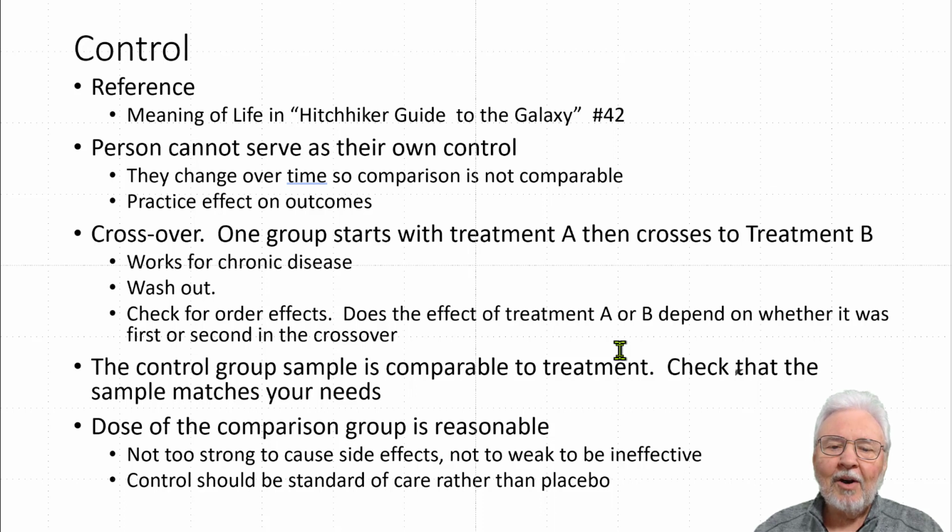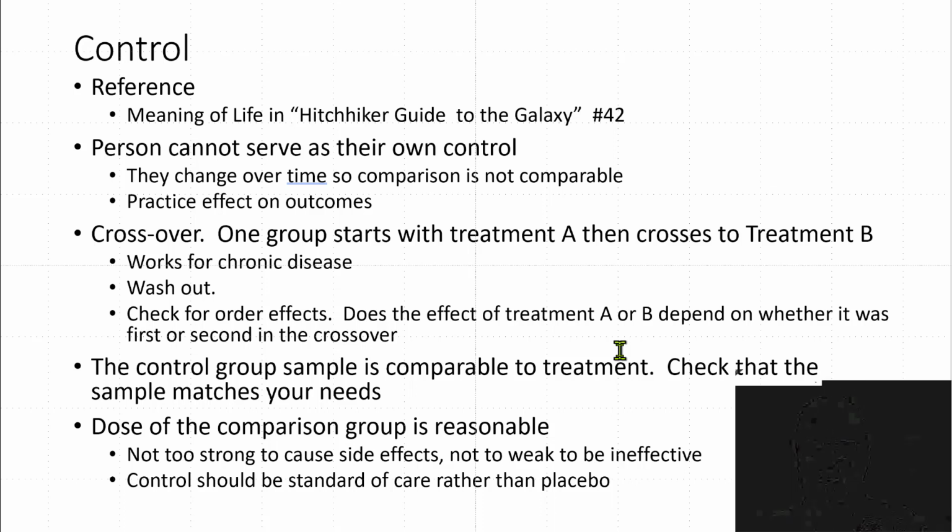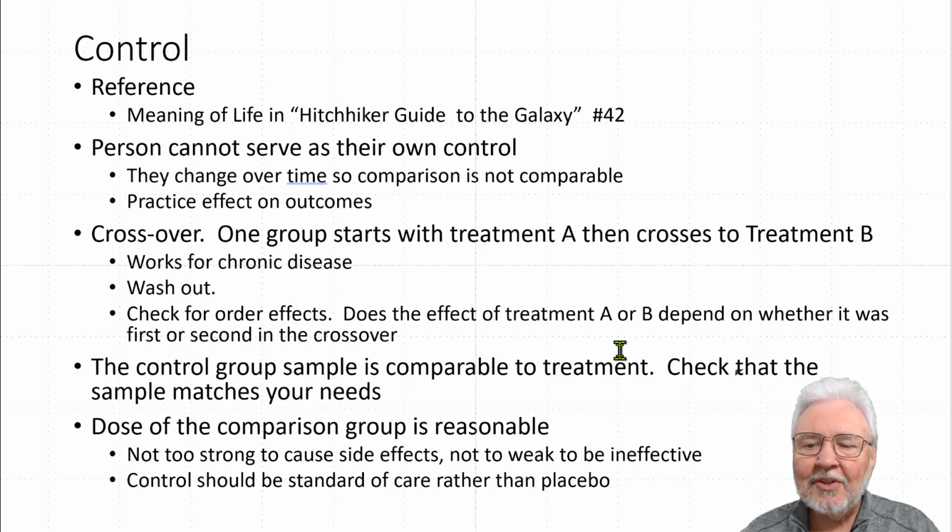So let's just kind of summarize control. A control is a reference. Now, in the Hitchhiker's Guide to the Galaxy, they were searching for the meaning of life. And they finally discovered that it was the number 42. Now, there's no reference. What does that mean? Number 42 can very well be the meaning of life. But since we don't know the context, it's not very helpful to us. So when you are looking at a study, you want to see what are they comparing it to.